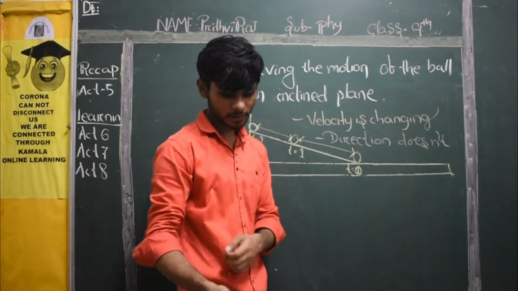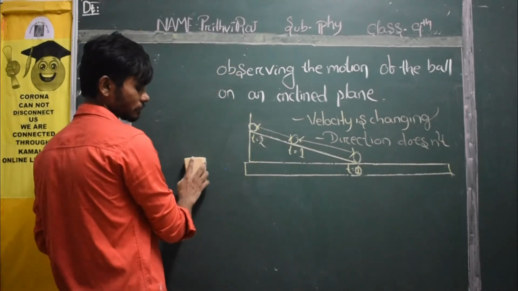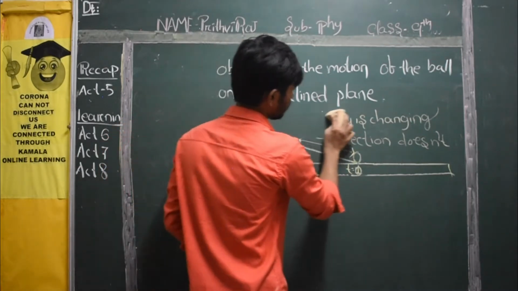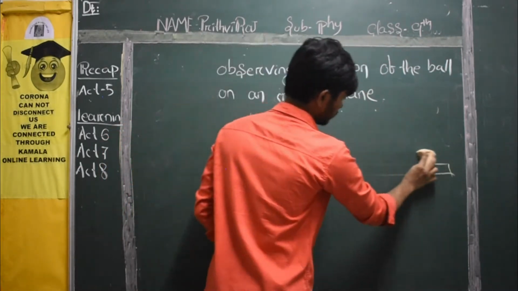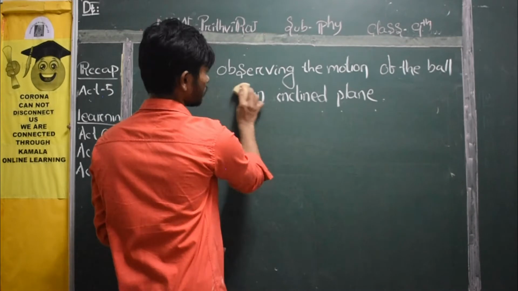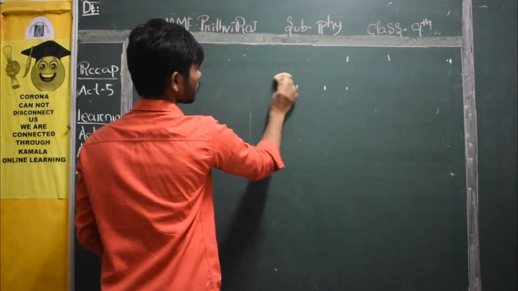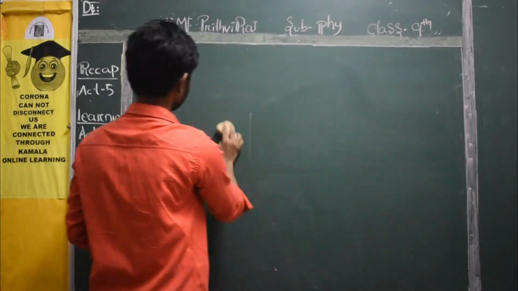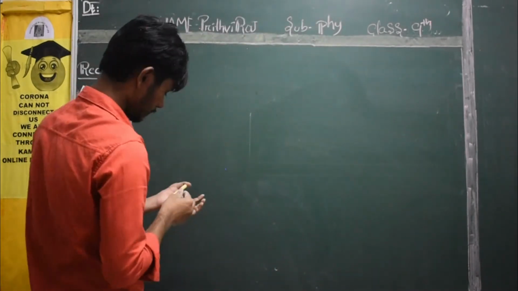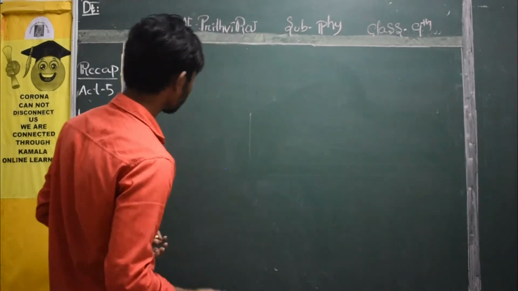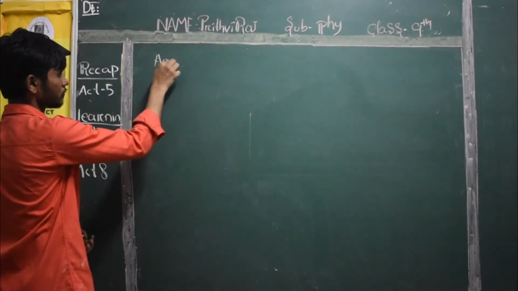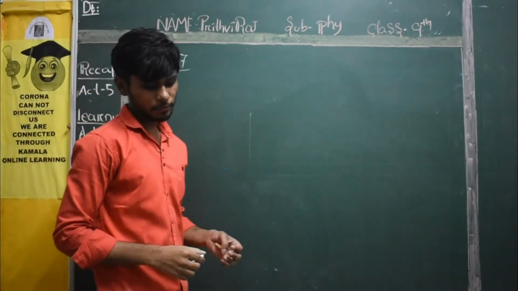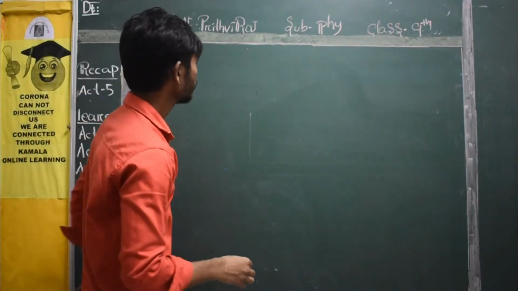Okay? Next, activity number 7. I hope you all are clear from this particular experiment. Activity number 7: observing uniform circular motion.